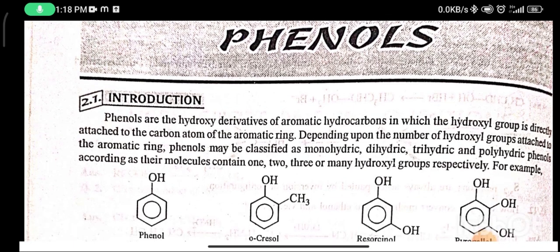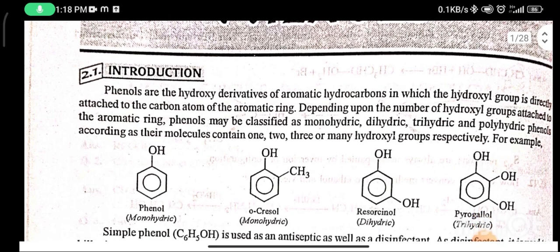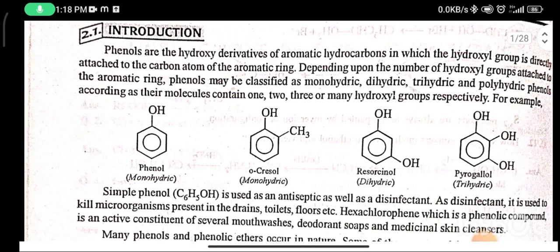Introduction. Phenols are the hydroxy derivatives of aromatic hydrocarbon in which hydroxyl group is directly attached to the carbon atom of the aromatic ring. Depending upon the number of hydroxyl groups attached to the aromatic ring, phenols may be classified as monohydric, dihydric, trihydric, and polyhydric phenols, according as their molecules contain 1, 2, 3, or many hydroxyl groups respectively. For example, phenol. This is a monohydric phenol.